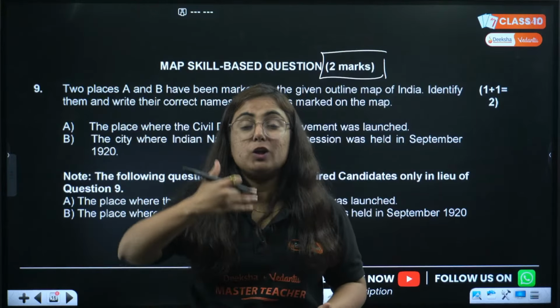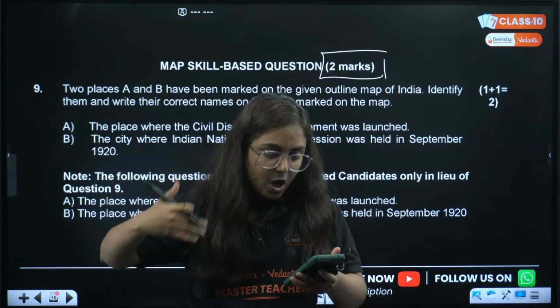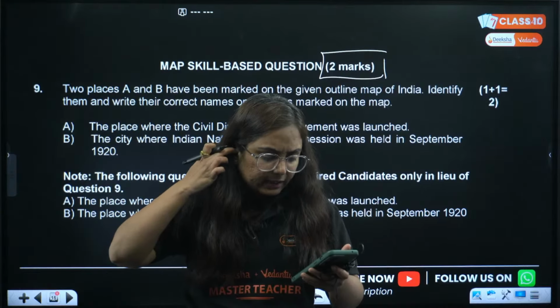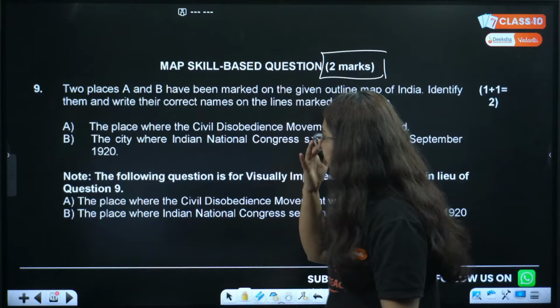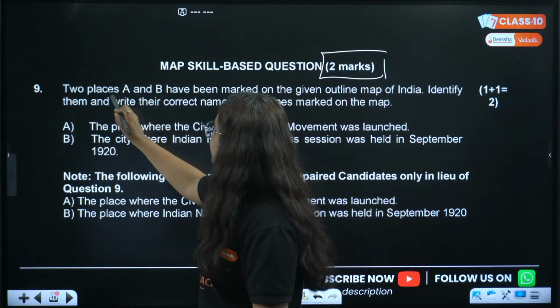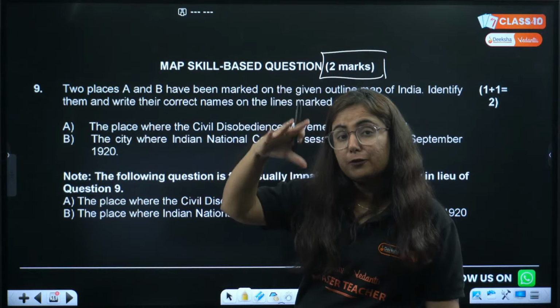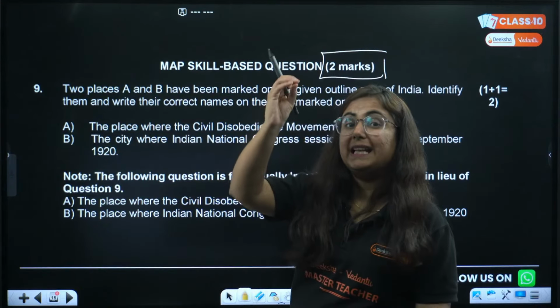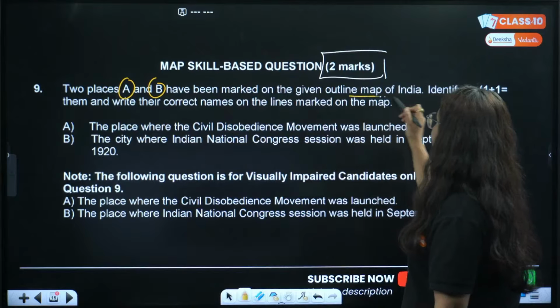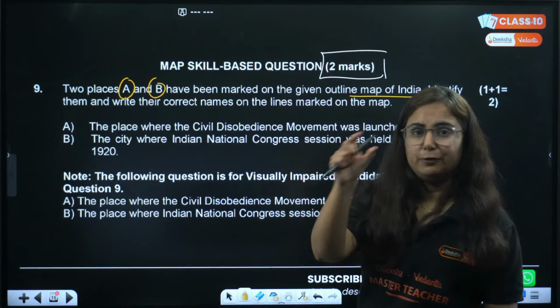So that will make you more confident in exams. Okay, fine, thank you. So we are going to do this. A question comes in map work from history likewise. Two places A and B have been marked on the given outline of the map. They will give you a map.